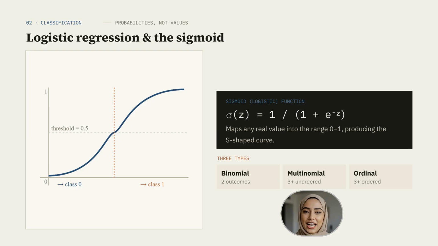Logistic regression solves classification problems. It uses a sigmoid function to map values into a probability between 0 and 1. You can classify outcomes as binomial, multinomial, or ordinal.